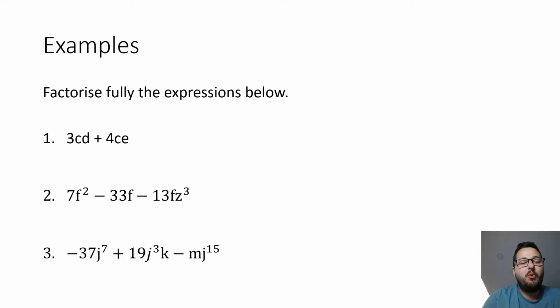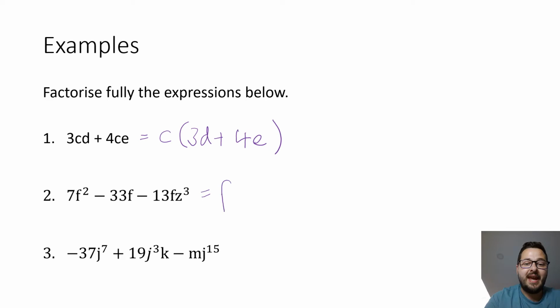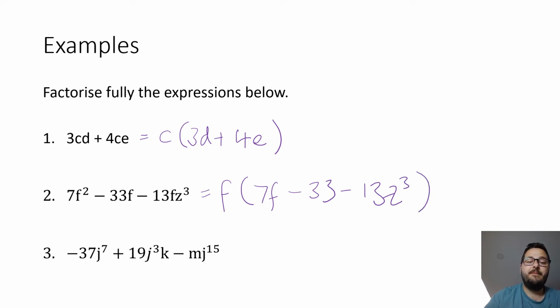Alright then, so number 1, 3CD plus 4CE. Well, there's a C in both of these. And then if I take C out, we've got 3D plus 4E. Number 2, we've got an F in all of these. So this is going to be F brackets 7F squared divided by F is just 7F, minus 33F divided by F is just 33, minus 13, the F's gone, so it's just going to be Z cubed.